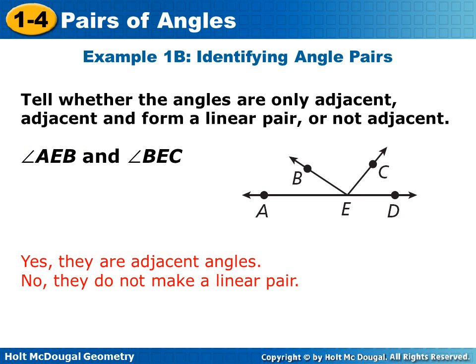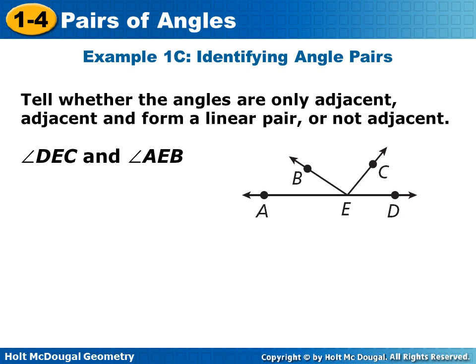So let's look at an example here. We're going to tell whether the adjacent angles are only adjacent and form a linear pair, or are not adjacent. Here we have AEB and BEC. AEB and BEC are adjacent. They are next to each other, and EB is the ray that they share. However, they do not make a linear pair because if you put AEB and BEC next to each other, they do not form a line.